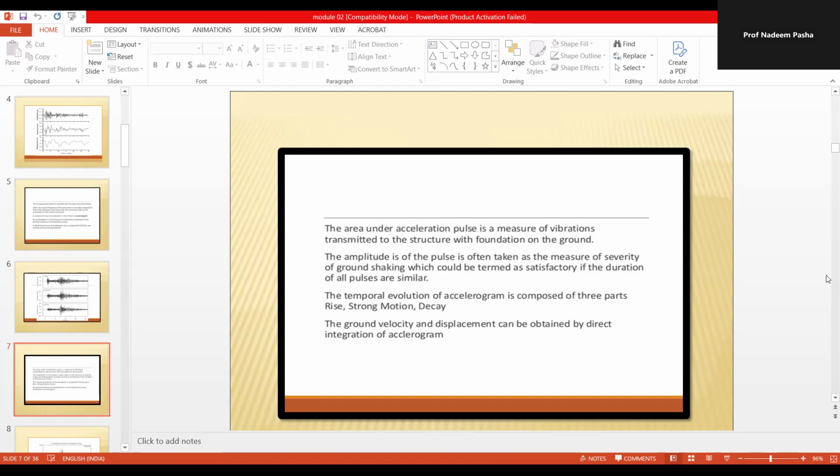The temporal evolution of an accelerogram is composed of three parts, namely rise, strong motion, and decay. So how is the temporal evolution of the accelerogram composed? It is composed of three parts, namely rise, strong motion, and decay.